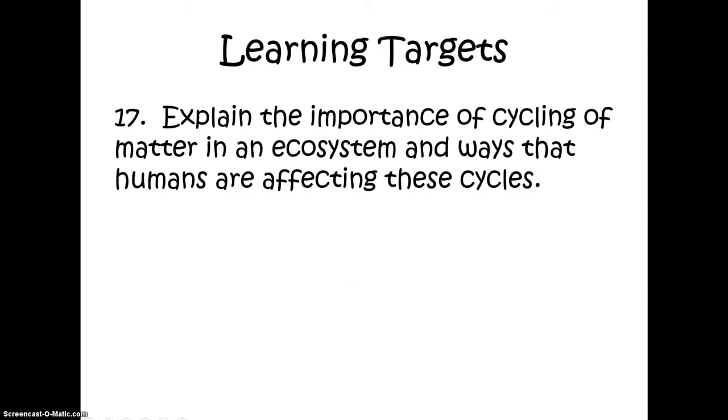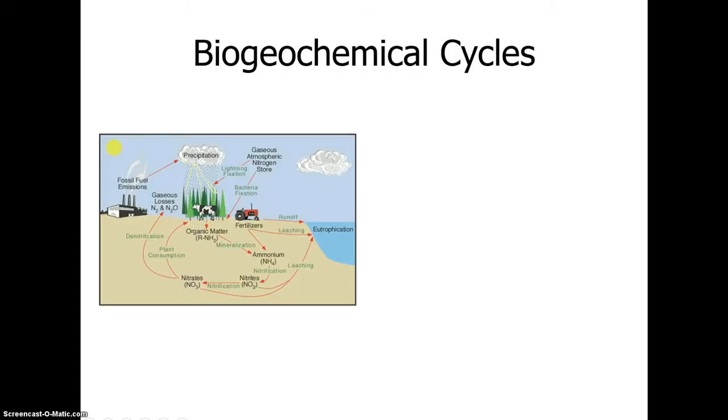Learning targets, we're going to cover number 17. Explain the importance of cycling of matter in an ecosystem and ways that humans are affecting these cycles.